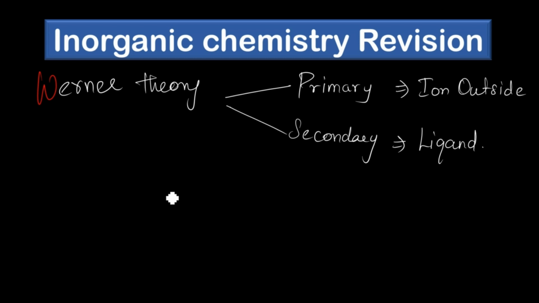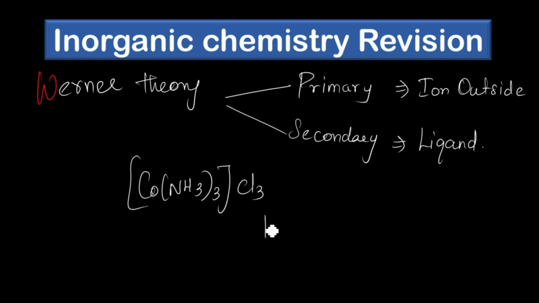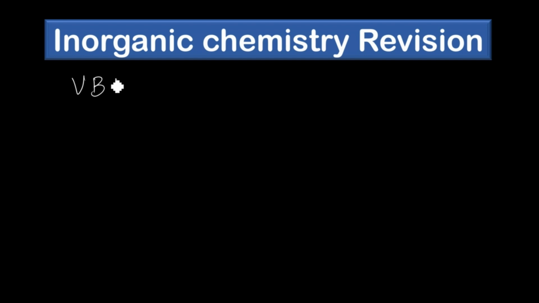Okay, let's say I'm taking an example of Co(NH3)3Cl3. If they are asking for primary valency, then your answer is 3 chlorine, so 3. If they are asking for the secondary valency, 3 ligands are present, so 3. Okay, so that is the question you can expect from Werner's theory. The next one is VBT, valence bond theory. Valence bond theory is so simple if you understand. There are 3 types of questions that can be asked. One is from magnetic moment.